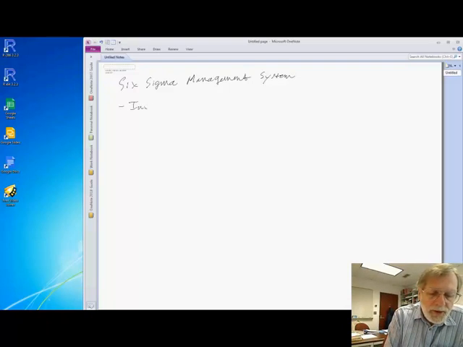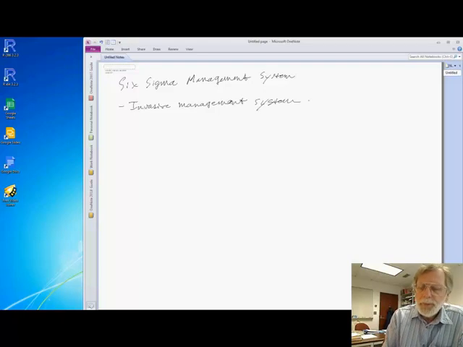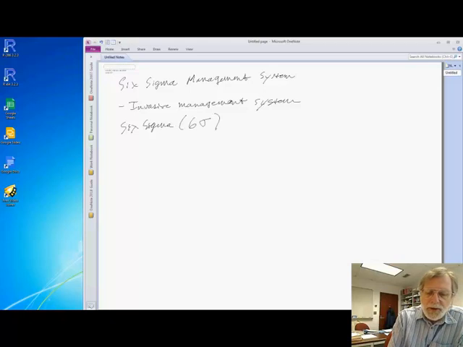So this is an invasive management system. This is designed specifically to rock the world of people, both employees in the firm and management of the firm. So Six Sigma, I'm going to write as 6 sigma, just to be brief.